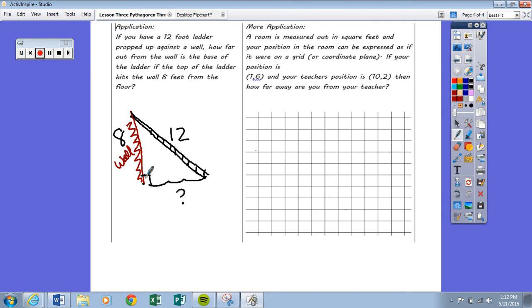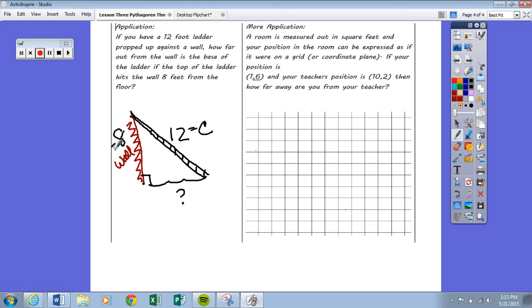So notice I just snuck a right angle in there, and that's perfectly fine because that's how the right triangle looks. And when the wall meets the floor, it's 90 degrees. I haven't seen a wall that doesn't meet at that angle. So that's what we're going to do. Which of these is the C? Well, the hypotenuse.